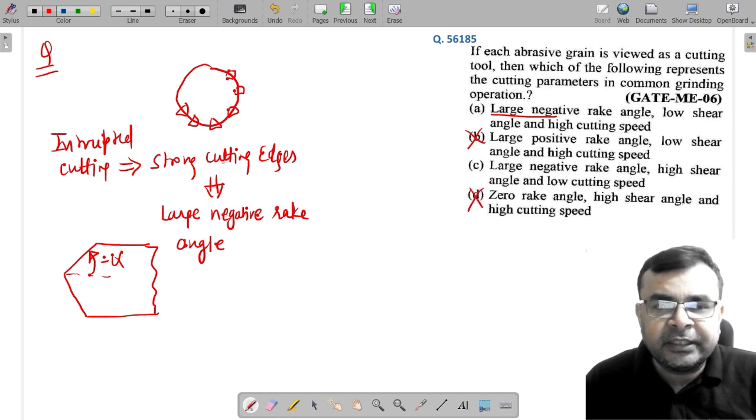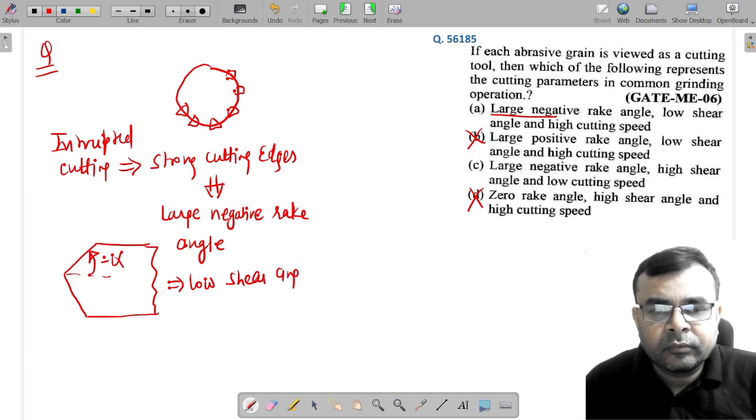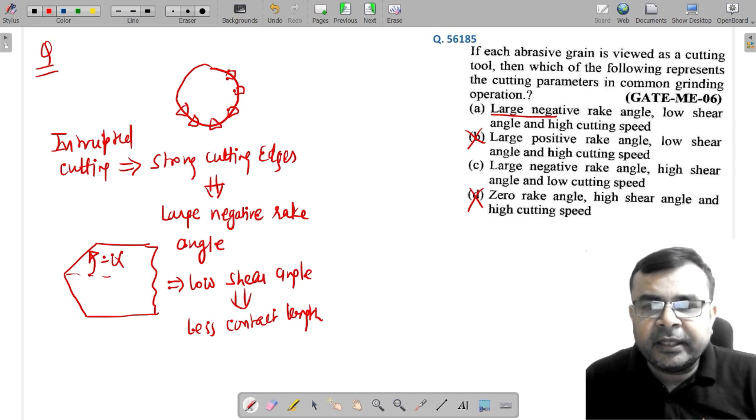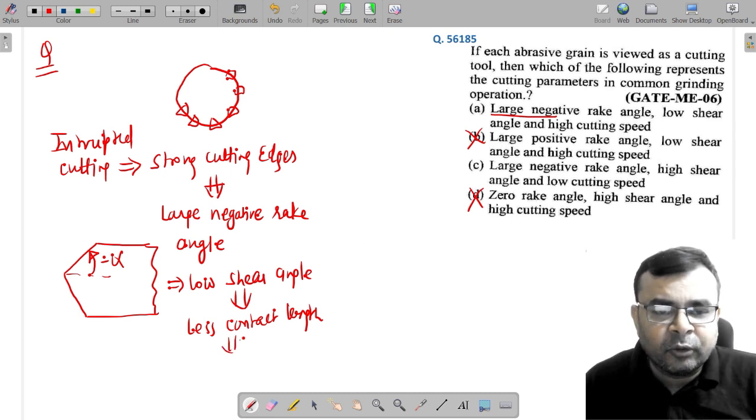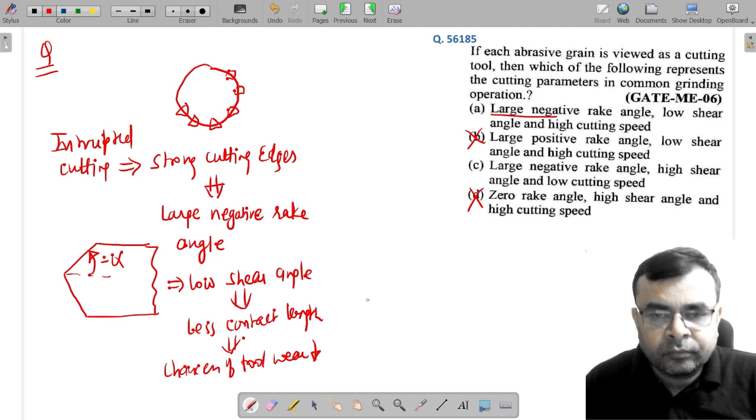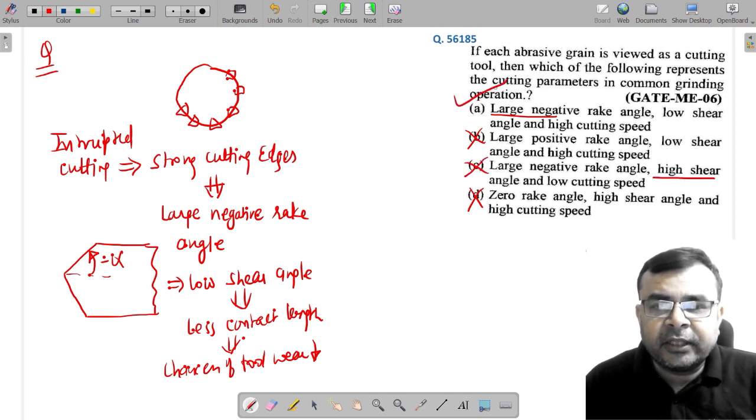Rake angle and low shear angle. So what do you mean by low shear angle? Low shear angle means less contact length. And if you have less contact length, then obviously the chances of tool wear will be lower. So this is suitable. So large negative rake angle and high shear angle, this option is wrong. So the correct choice is option A.